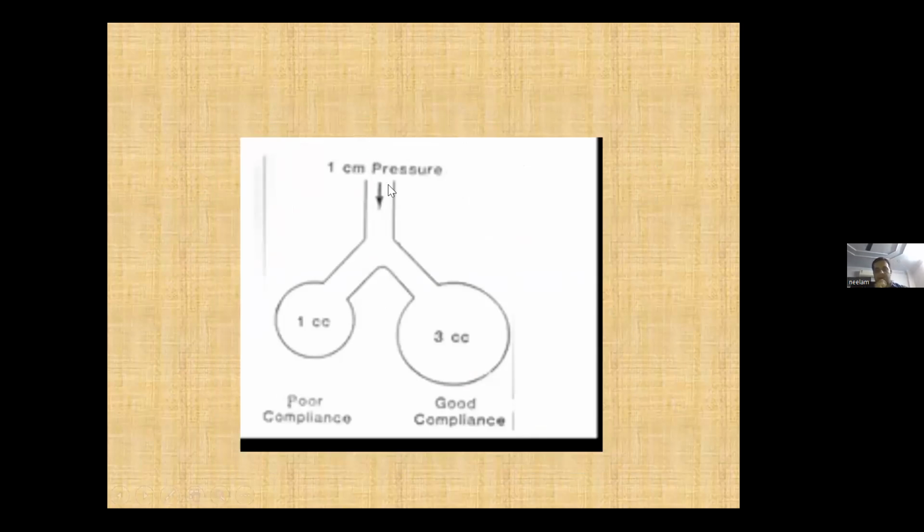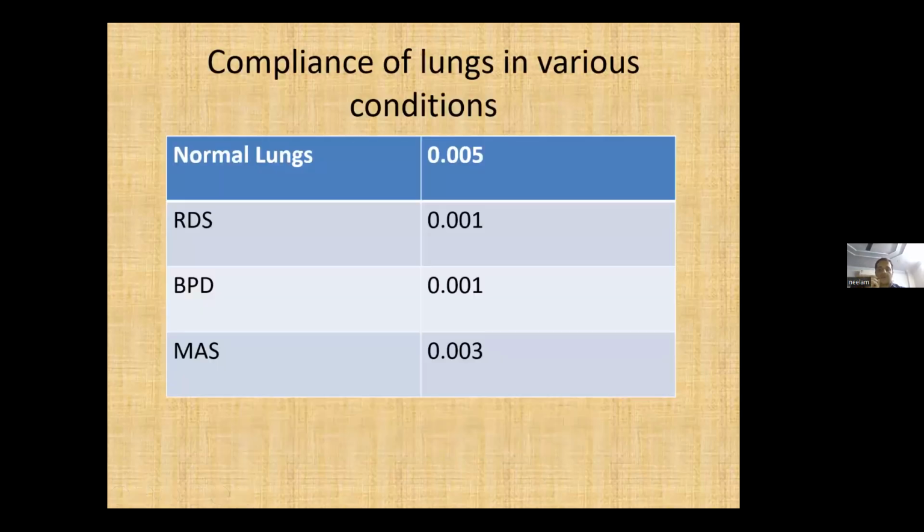This again shows the compliance, just to give you an idea. If you are ventilating a child which has a poor lung compliance, and you deliver a pressure of 1 centimeter, the volume change will be just 1 ml. But that same pressure can produce a larger volume change if I have a lung which has a good compliance.